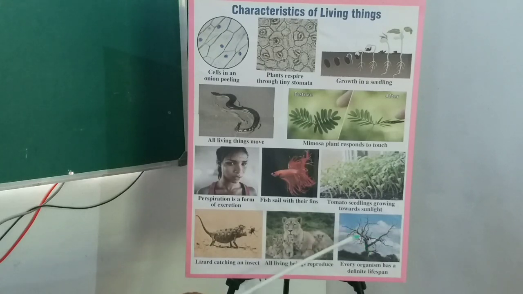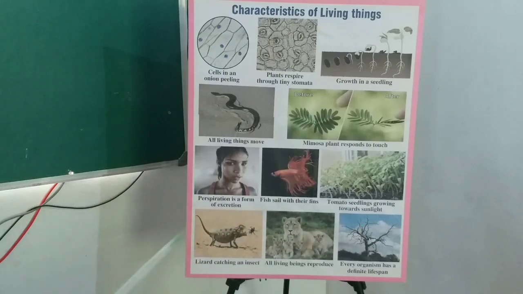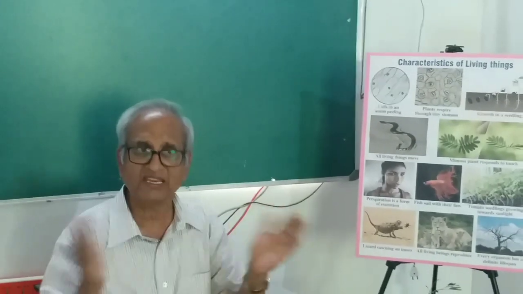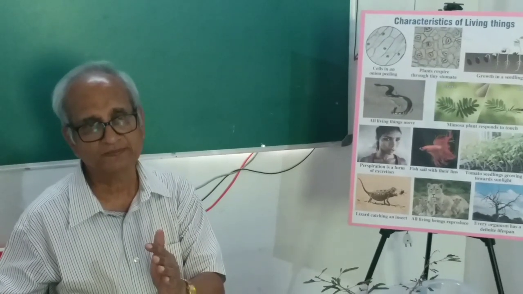and every organism has a definite lifespan. Here, this tree is slowly getting dried up. Its lifespan is getting over. It is turning dead. So, definite lifespan, it's fixed. Within a certain range, it dies. So these are the various characteristics of living beings, and with the help of these characteristics we make a differentiation between living beings and non-living beings.